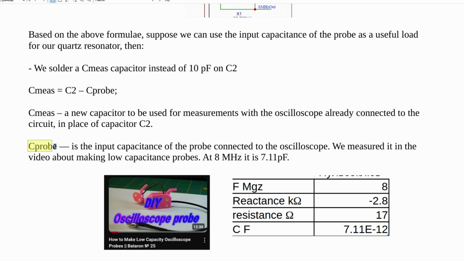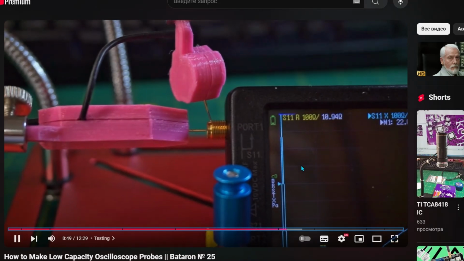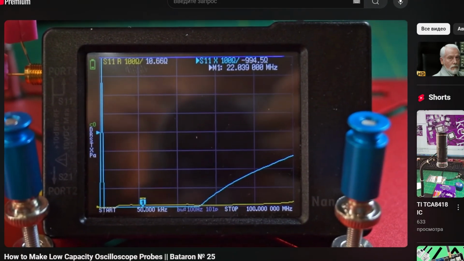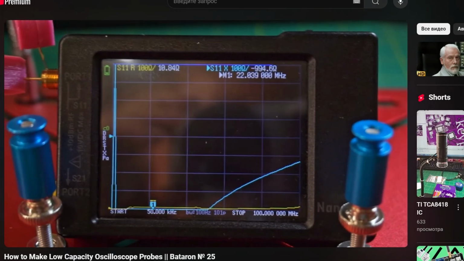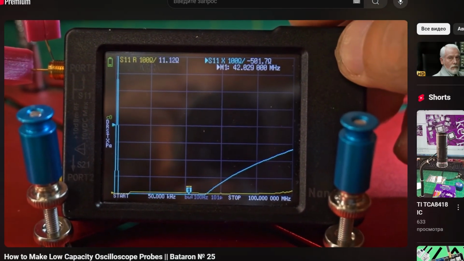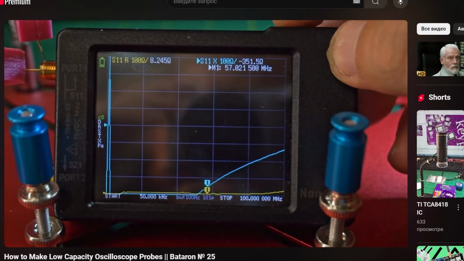We measured it in the video about making low capacitance probes. At 8 MHz it is 7.11 picofarad. The method of measuring the capacitance of the probes is also given in the video on making probes. Links to videos with detailed manufacturing techniques are provided.